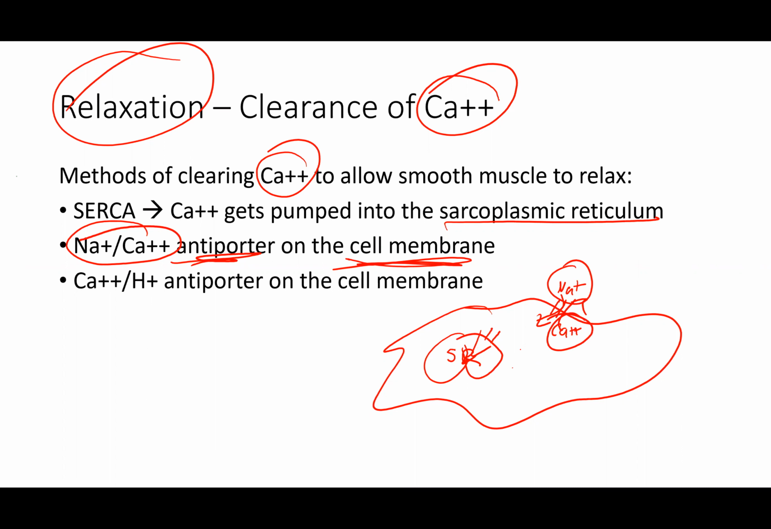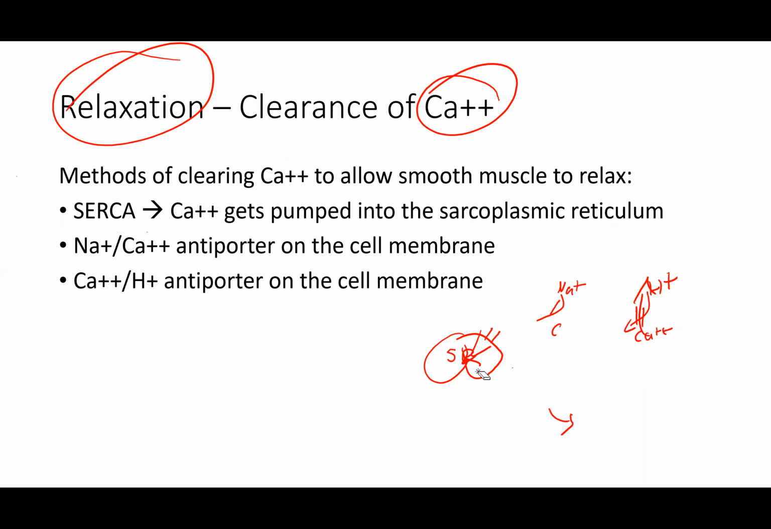This is another channel. Another way it happens is through the same mechanism I just described, but on the cell membrane. So calcium is on the inside, H+ on the outside. This comes in and this goes out. That's it. So these three channels are what are responsible for clearing the calcium out of the cell for the smooth muscle to relax. It's just these three channels. This is just pure memorization. There's nothing to understand about it.